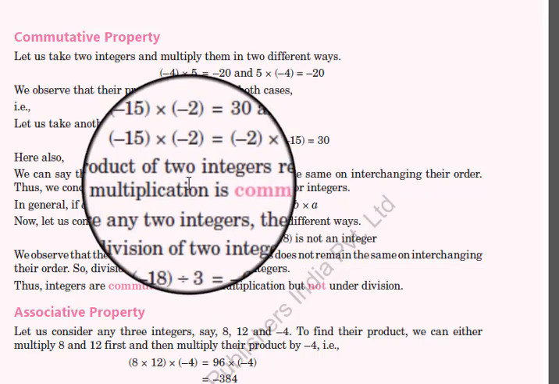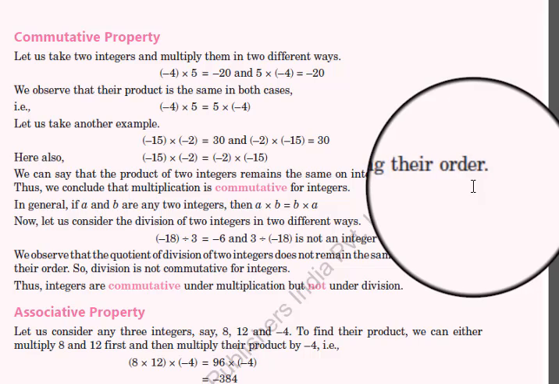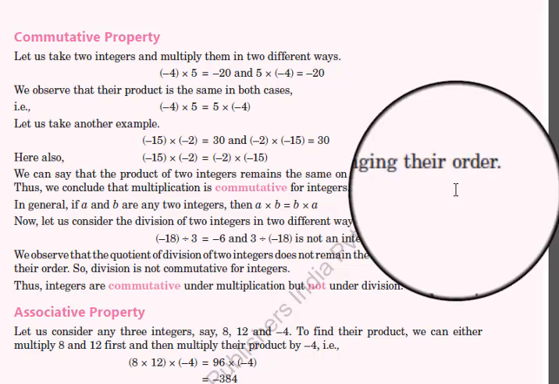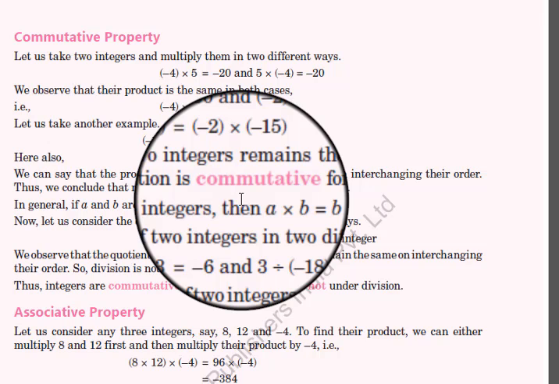So we can see that the product of two integers remains the same on interchanging their order. Order in terms of bigger or smaller, we can take it. So we conclude that multiplication is commutative for integers.